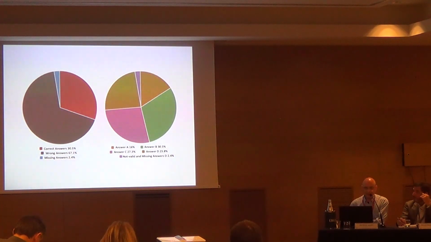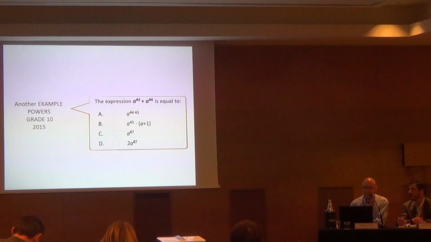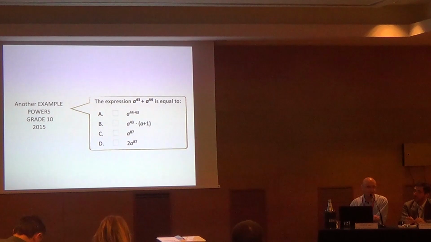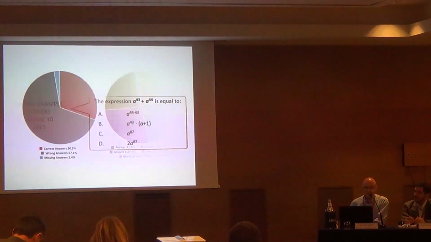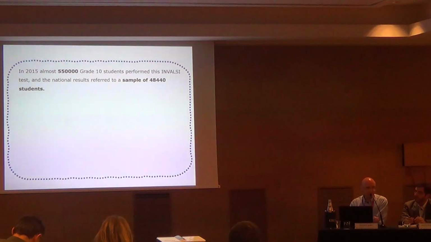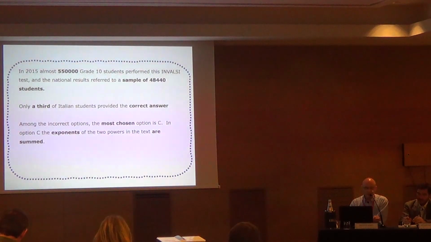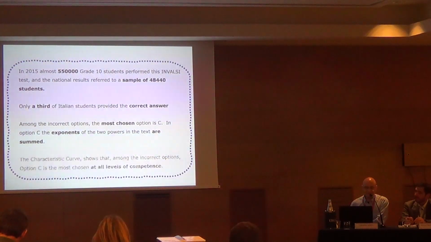So the correct answers are 30%. And the most chosen is the C, A to the power of 87. So they have just summed the exponents. So let's try and comment on this. Again, a large sample of students have been tested with this question. Only a third were able to give the correct answer. And among the incorrect options, the most chosen is C, the one where we just sum the exponents.